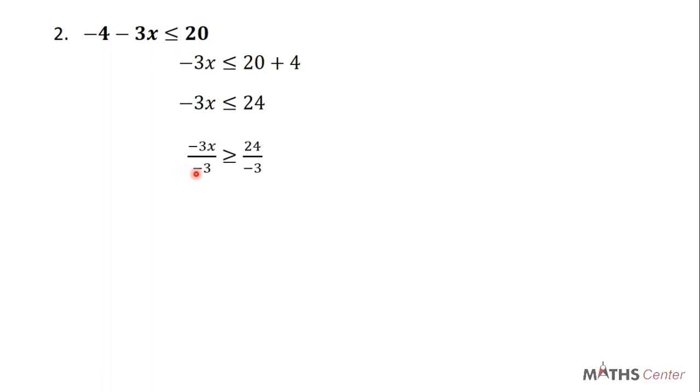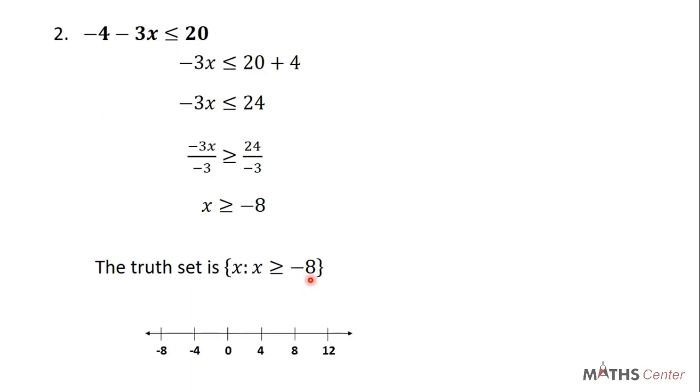So here, -3 will cancel -3. We are going to have x greater than or equal to 24 divided by -3, which gives us -8. You present your answer as a truth set. So the truth set is x such that x is greater than or equal to -8. The question said we should illustrate our answer on a number line. So we draw a number line.